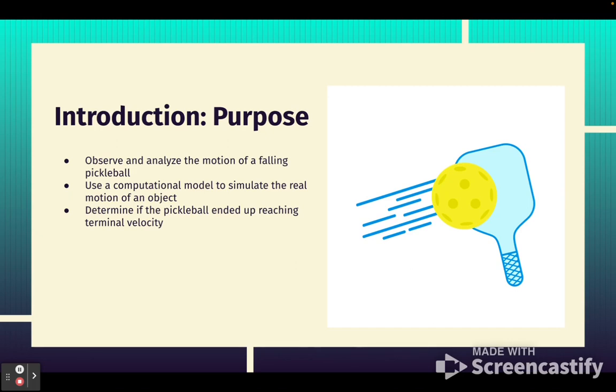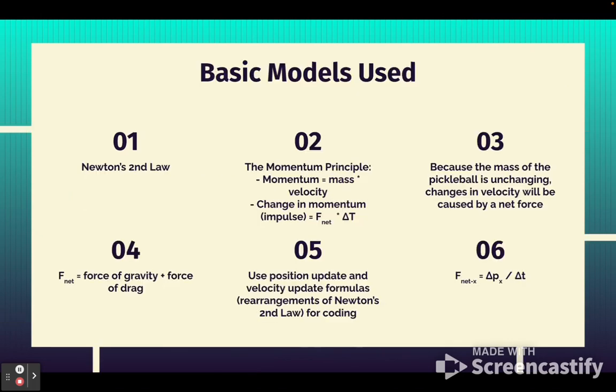up reaching terminal velocity. Some basic models used will use Newton's second law as well as the momentum principle, which states that momentum is equal to mass times velocity, and the change of momentum, also known as impulse, is equal to the net force times delta t. Because the mass of the pickleball is unchanging, changes in velocity will be caused by a net force. The net force is equal to the force of gravity plus the force of drag.